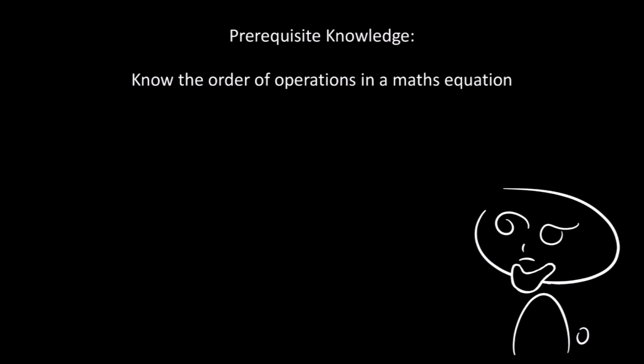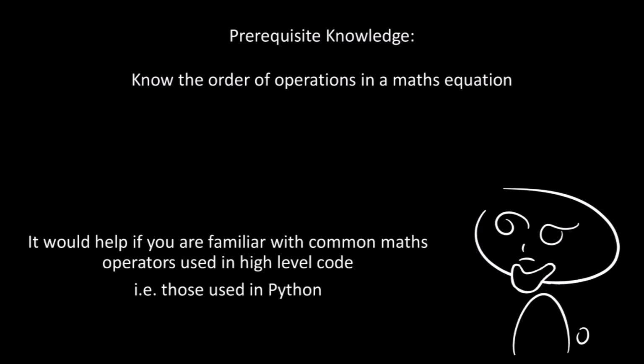In this video, I will expect that you know the natural order of operations within a normal maths equation. It would also help if you are familiar with common maths operators that are used in relatively high-level code, i.e. those used in Python. So what is reverse Polish notation?